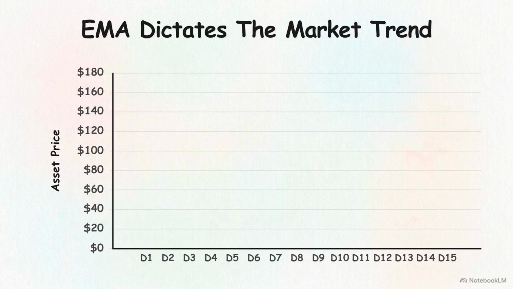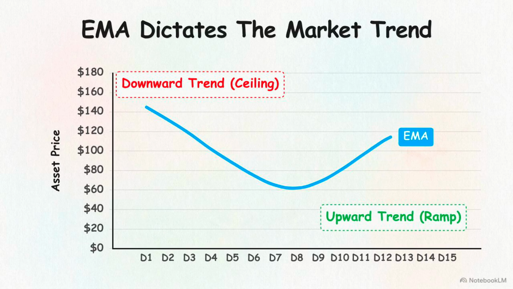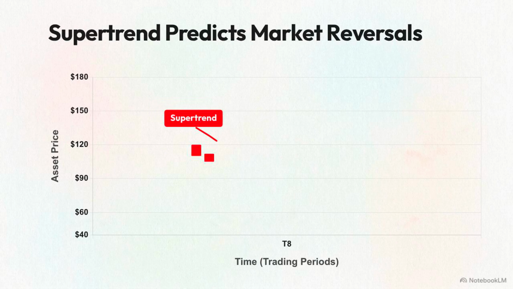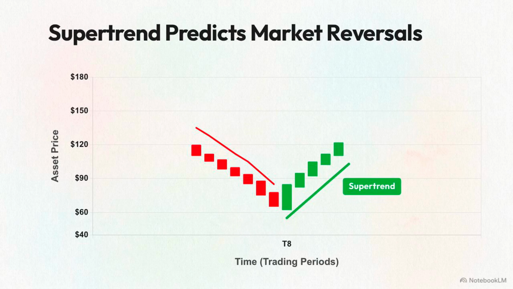The exponential moving average, or EMA, has a strict visual rule. A blue EMA line sitting directly above the price candles indicates a downward trend. When it weaves underneath, it acts like a ramp, signaling an upward trend. For a simpler visual cue, traders use the supertrend indicator. A descending red line predicts a fall. An ascending green line predicts a rise.